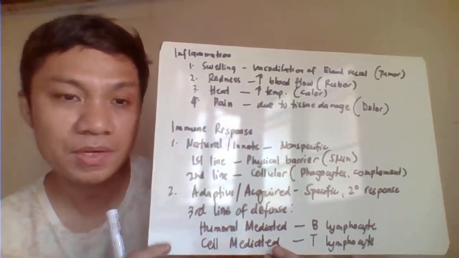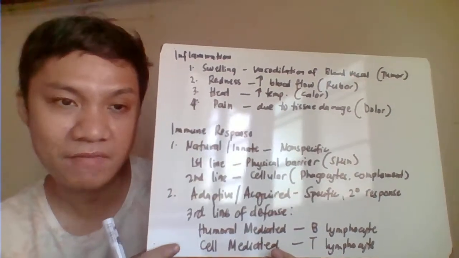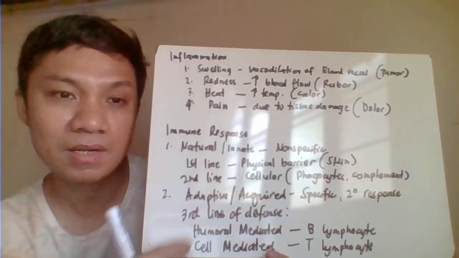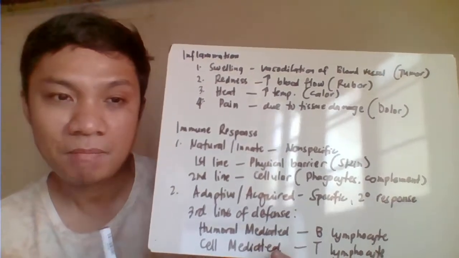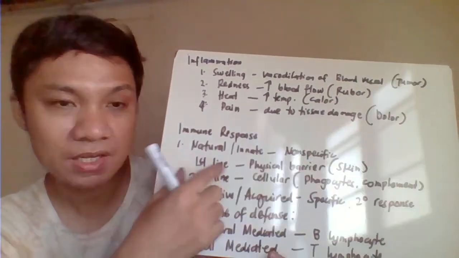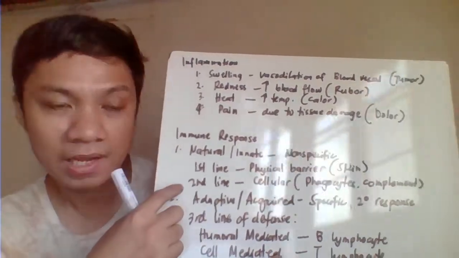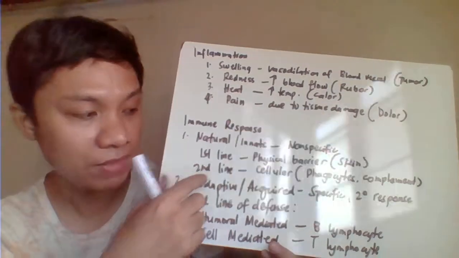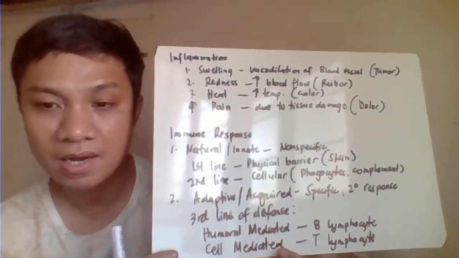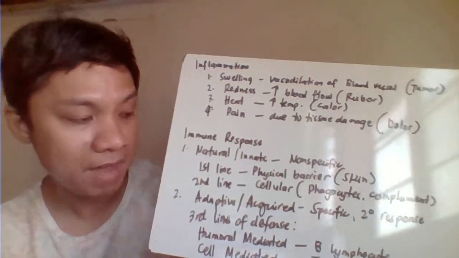Then we have your immune response. So we have your natural or innate immunity that's non-specific, because it would respond to whatever pathogen enters your body. Your first line of defense includes your physical barrier, your skin, which should be intact, and all. Another one included here, your second line of defense. We have here the cellular component of our immune system like your phagocyte or even your complement.